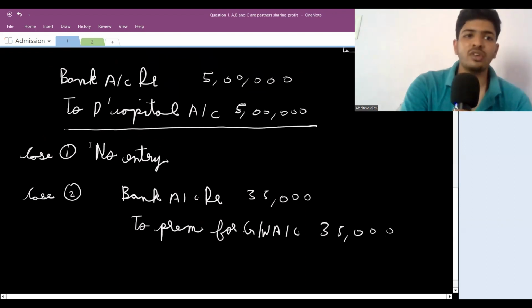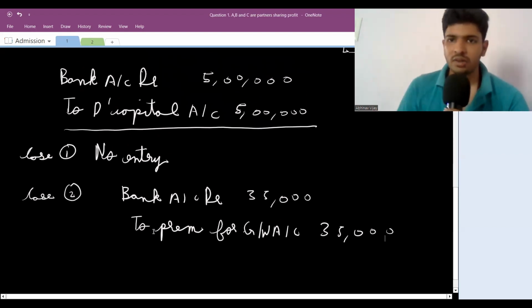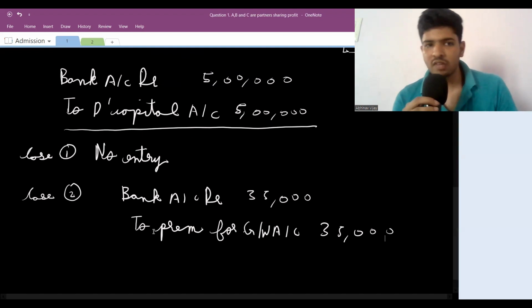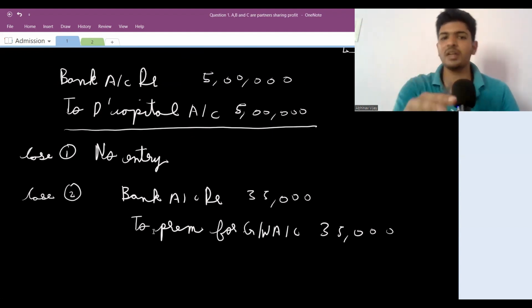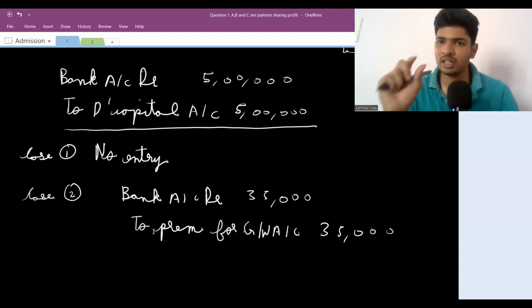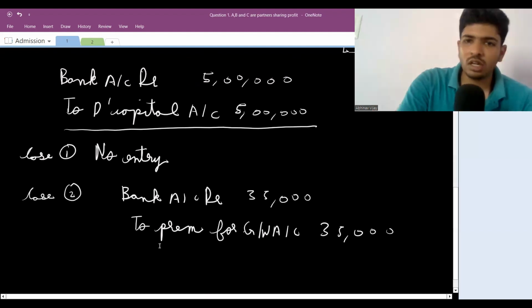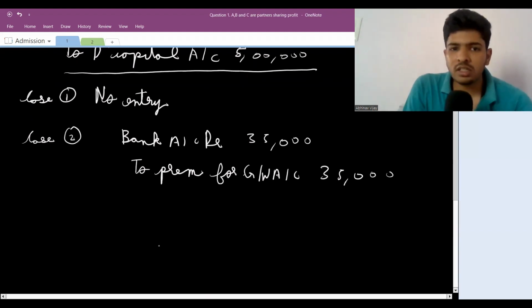Actually, we learned that these two entries, the first and second entries, can be passed together. We can write the total bank account debited 5,35,000, to D's capital account 5 lakh, and to premium for goodwill account 35,000. That can also be done. But since it's 6 cases, I'm passing this entry separately because I want you to understand the cases fully. Now, this is done. Now, the next part is he brought in his share of goodwill.